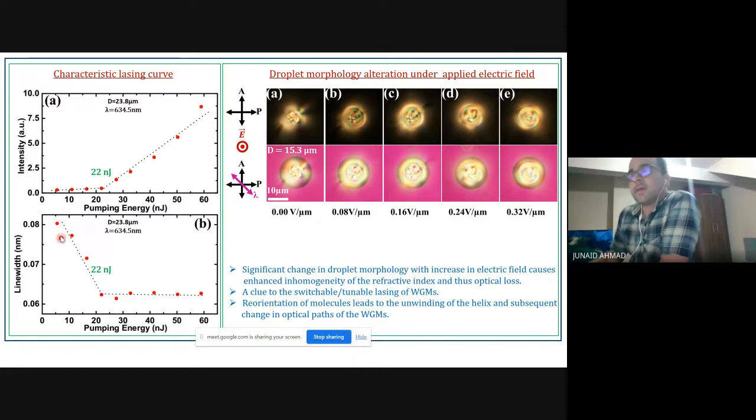And similarly, initially the line width corresponding to those modes is quite wider, which then narrows and remains constant, which is basically a lasing peak in this region.